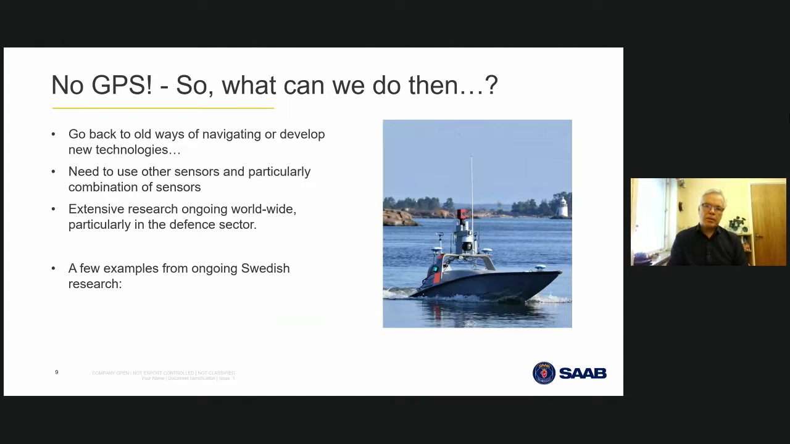So what can we do if we have a problem with our GPS? We can, of course, go back to the old ways of navigating, but today we have much more advanced technology. We have many more sensors, and we can use a combination of sensors to increase our position accuracy. There is extensive research ongoing worldwide, particularly in the defense sector. And I will give a few examples from ongoing research in Sweden where Saab is involved.